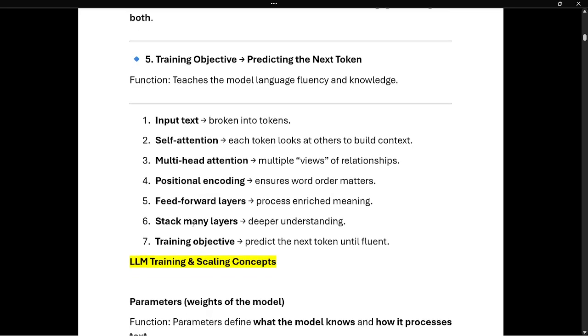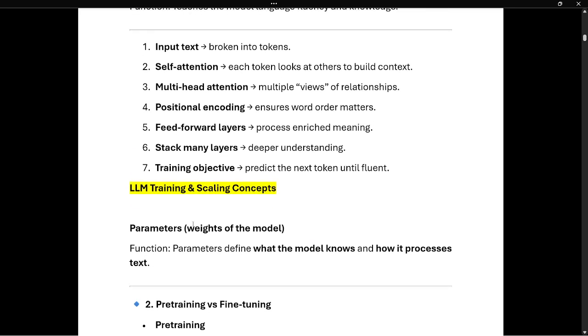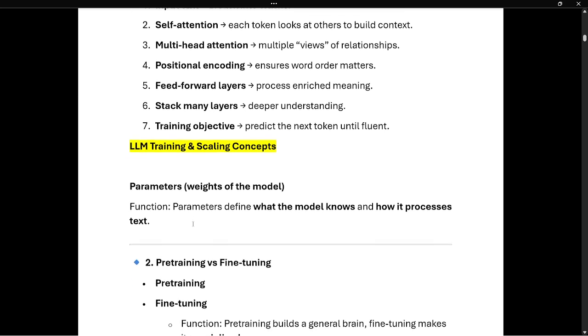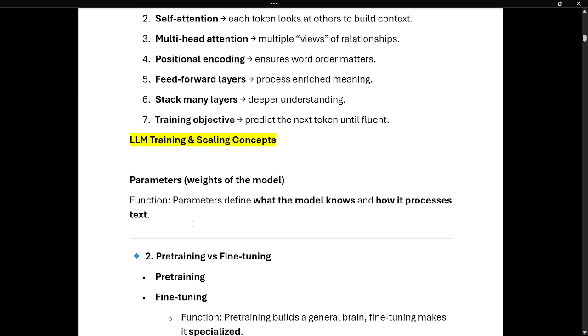Now, if you talk about LLM training and scaling concepts, one is the parameter. So what is a parameter here? A parameter is a weight of the model. The LLM's knowledge is stored in the parameters, like billions or trillions of numbers. So knowledge is basically in the parameters themselves. These parameters are like knobs that the training process adjusts to capture the patterns of language.